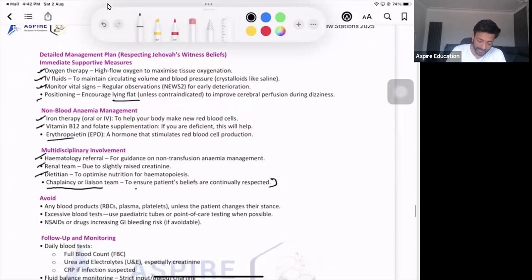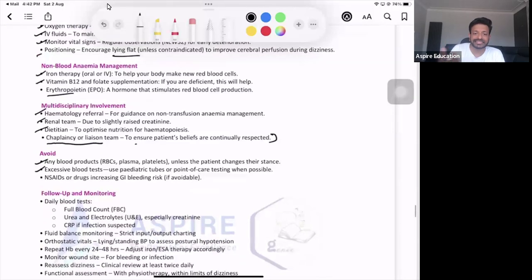What you should avoid: any blood products, as the patient has already said. And don't do excessive blood tests as well. Obviously, the full blood count and all these things have to be done on a daily basis, right? To see the progress and what else, what next can be done. But otherwise, excessive blood tests you have to avoid, and avoid NSAIDs and all, because we don't want any kind of bleeding this patient will face, right?